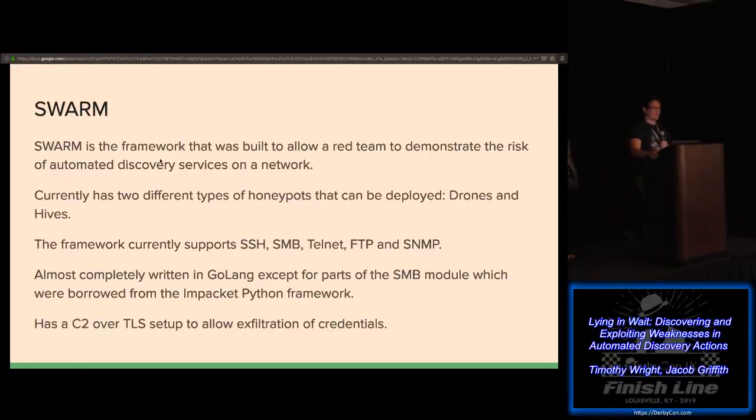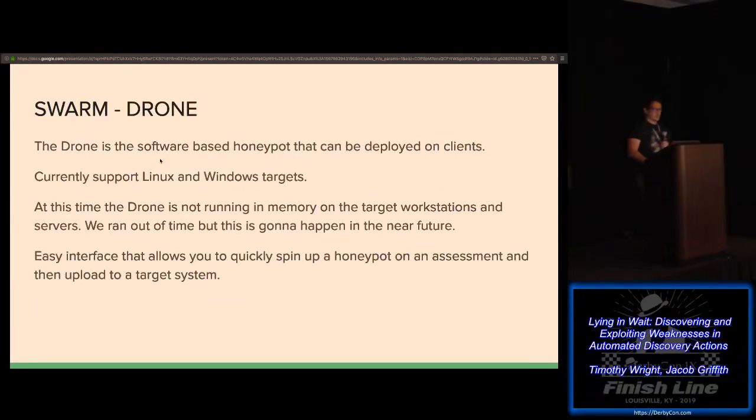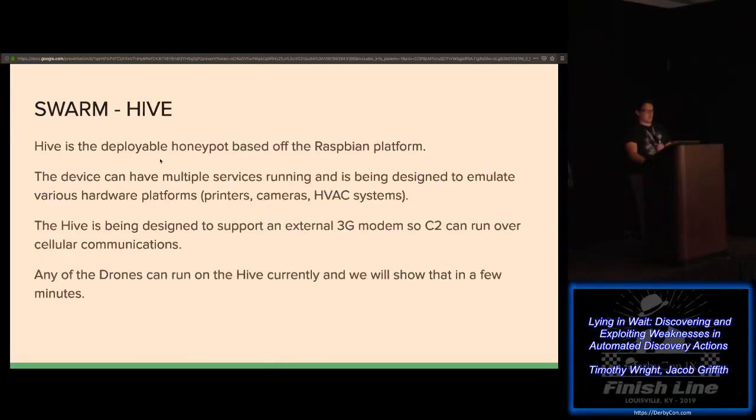Currently, we have SSH, SMB, Telnet, FTP, and SNMP implemented. It's written in Golang, except for the SMB module. I wrote that in Python because the Impacket framework was already there. So I just had to slightly modify what was already there. And again, the C2 for Swarm is over TLS to allow that exfiltration of credentials. The drone is the software that's run on the client.